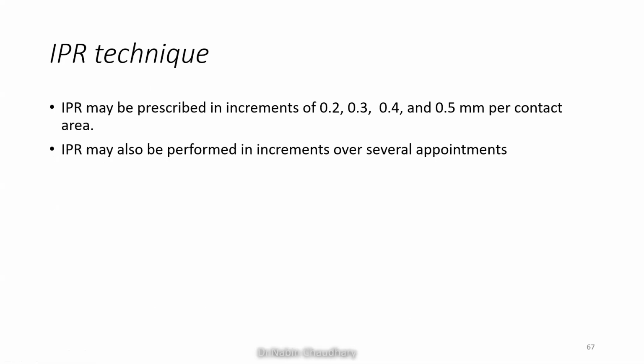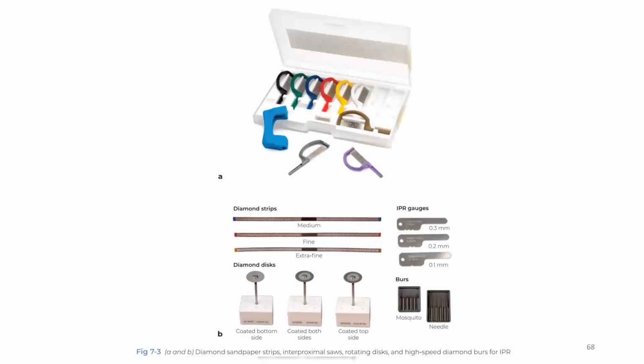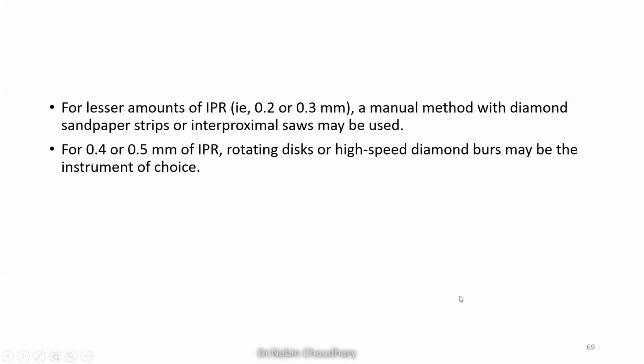So the IPR technique can be prescribed in increments of 0.2, 0.3, 0.4, and 0.5 mm for contact area, and it can be performed in increments over several appointments. Interproximal reduction can be performed through various techniques. We can use diamond strips or interproximal gauges, and we can also use a diamond disc or balls. Generally, a hand device is used when the interproximal reduction is 0.2 to 0.3 mm, whereas when more interproximal reduction is required, we can use the diamond disc or the balls.